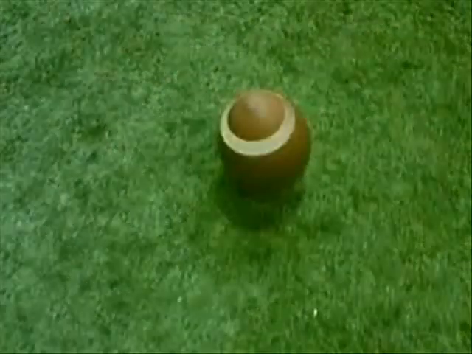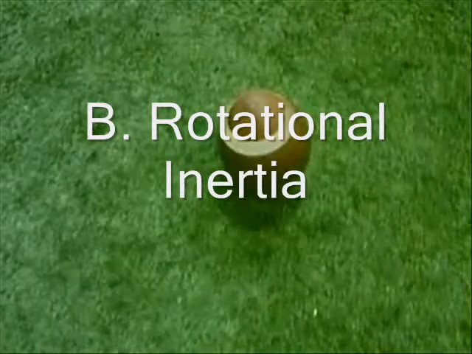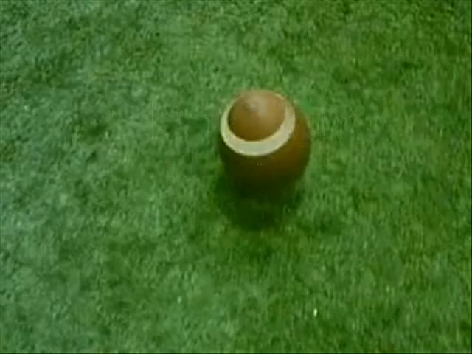When spinning the ball, the following concepts apply. A. Angular velocity, which is how fast an object spins. It is also characterized by the direction of the rotational axis. B. Rotational inertia, which is the inertia of a rotating object.